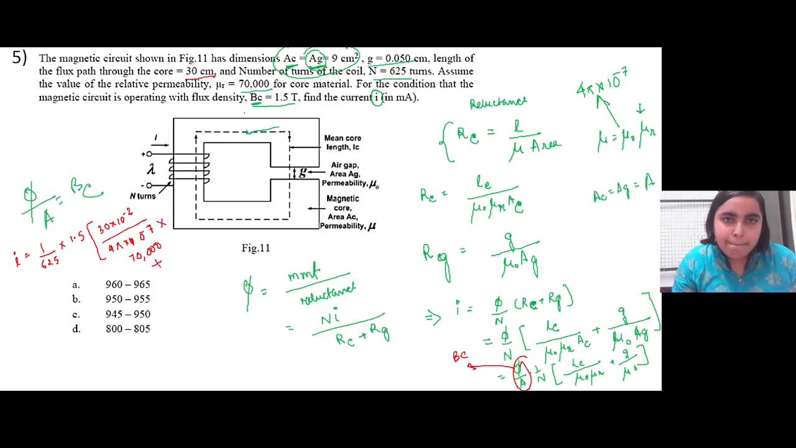Plus the air gap, which is given as 0.05 into 10 to the power minus 2, by mu naught only, right? So 4 pi into 10 to the power minus 7. So just calculate this and let me know what you are getting.